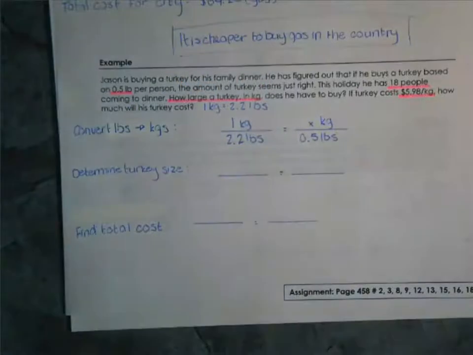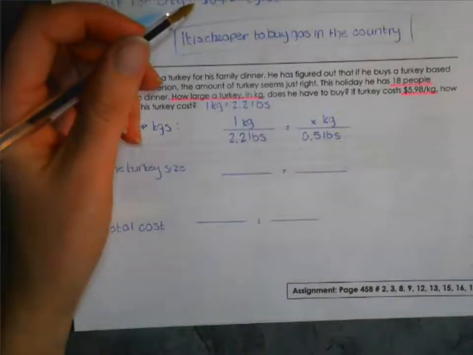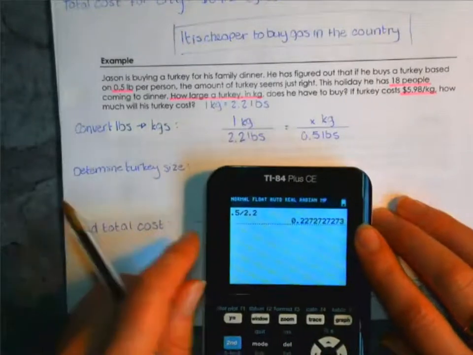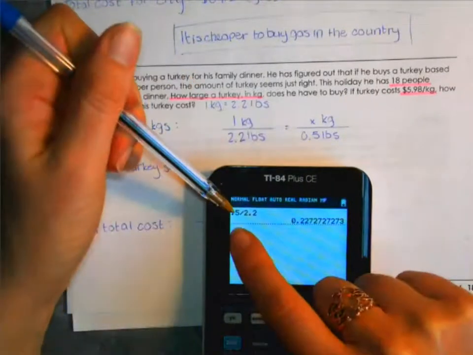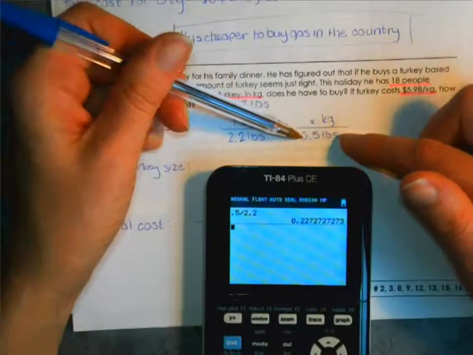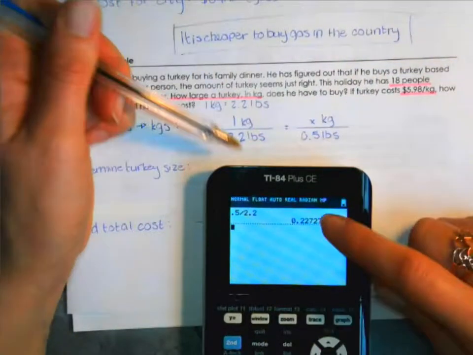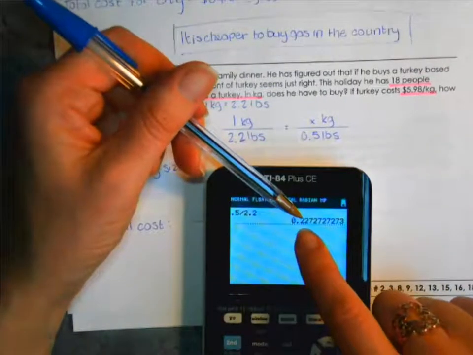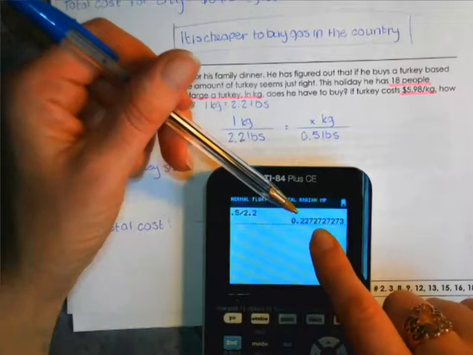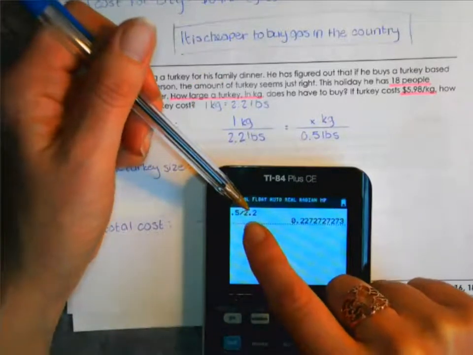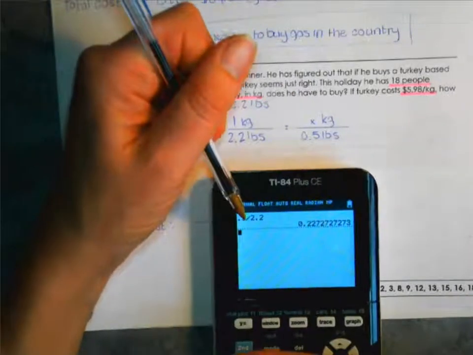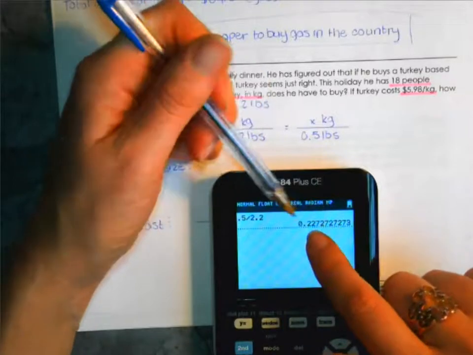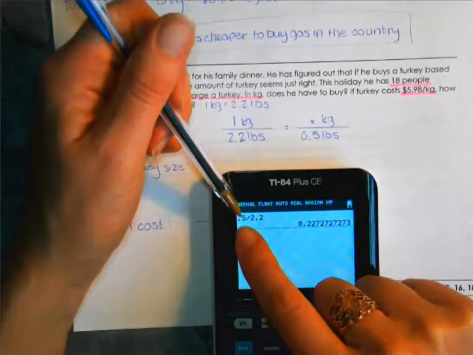Okay, so basically, I'm not sure if this is going to show up super well here, but essentially you take the units you're trying to go to and divide by the units that you came from. So essentially what this is going to tell you is 0.5 needs to be multiplied by 0.227 repeating in order to get 2.2, or sorry, 2.2 needs to be multiplied by 0.22 and then 727 repeating in order to get 0.5.